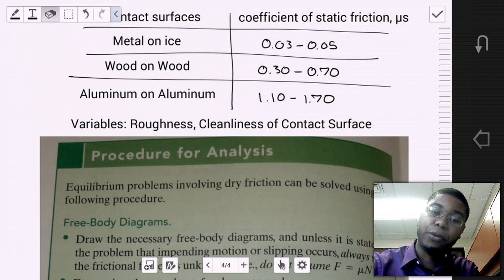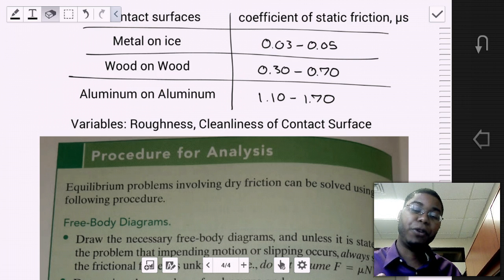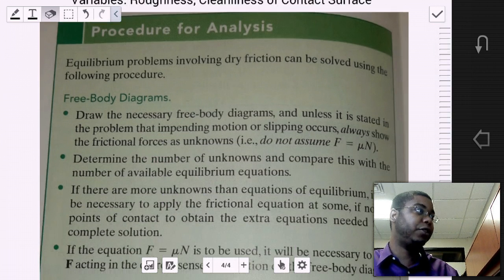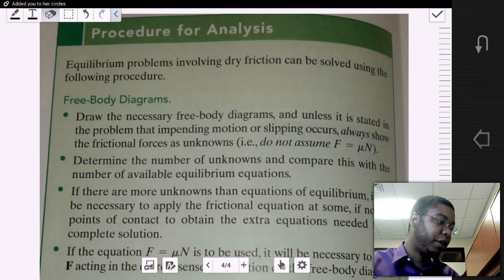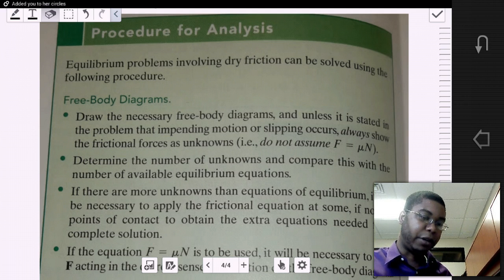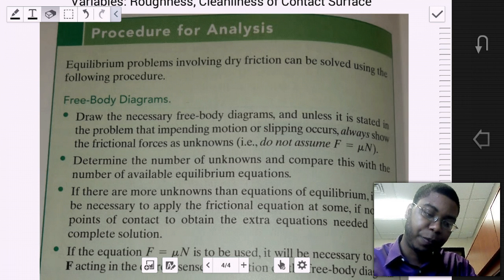Those all influence the coefficient of friction, the amount of frictional force that develops between two contacting surfaces. So let's now go into the procedure for analysis. How do we actually solve problems of dry friction? So, procedure for analysis.